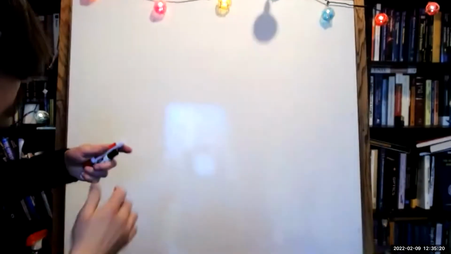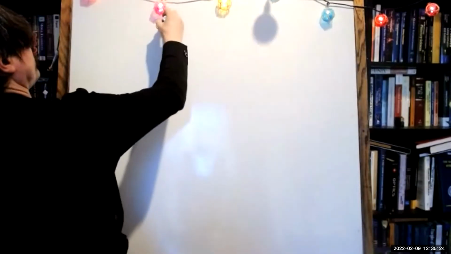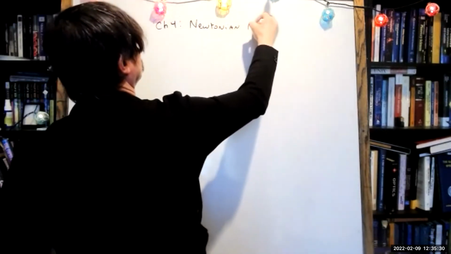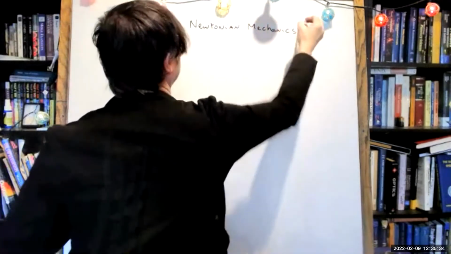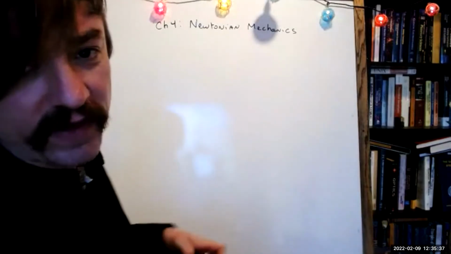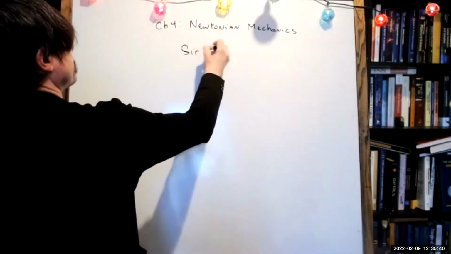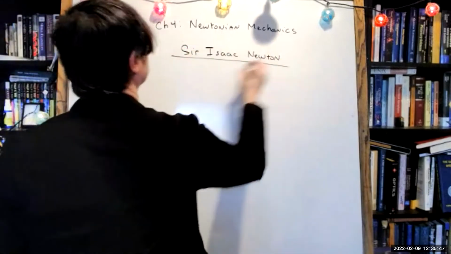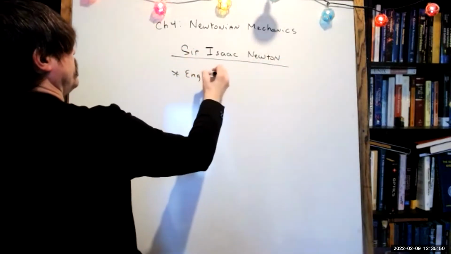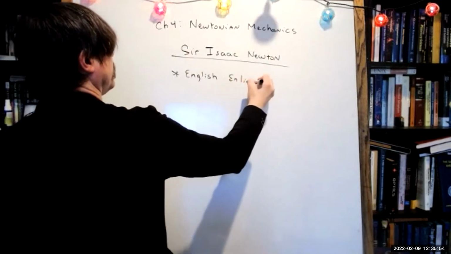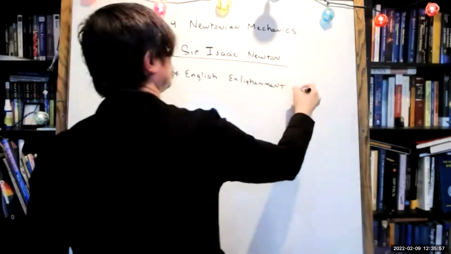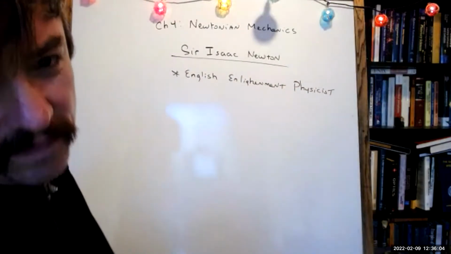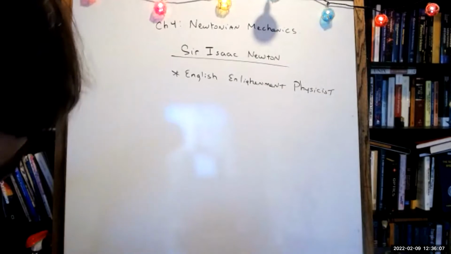Okay. So chapter 4 in our textbook is what you might call Newtonian mechanics. It's exploring some of the concepts that were developed by Sir Isaac Newton. Sir Isaac Newton was an English physicist of the Enlightenment. I guess it would be safe to call him a physicist, although he made contributions to some other fields, most of which could be considered under physics.